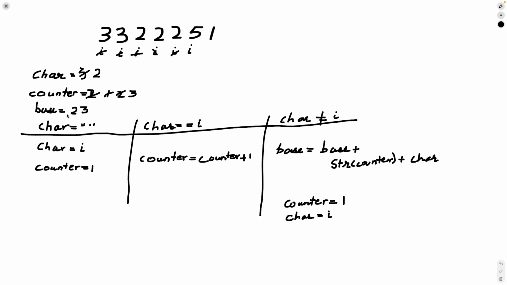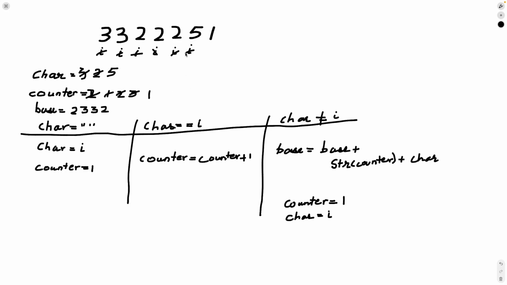Now my base is already 2, 3. It's going to append string of counter plus character to it. So basically it's going to append 3 and the character 2 to it. And my counter now again will be set to 1, and my character will be the new character which is at ith location, which is going to be 5.